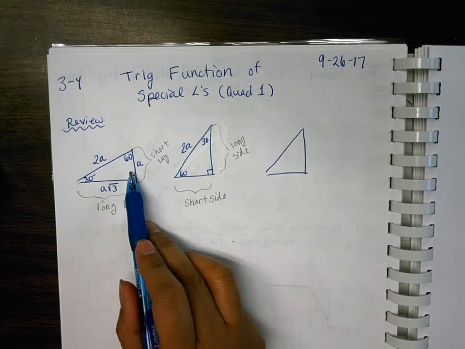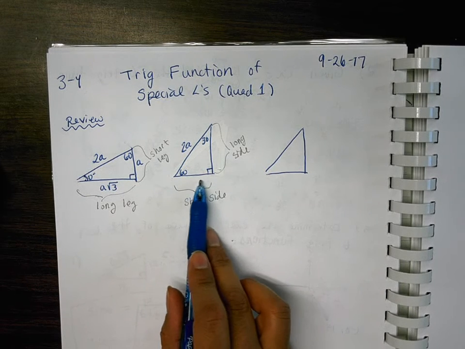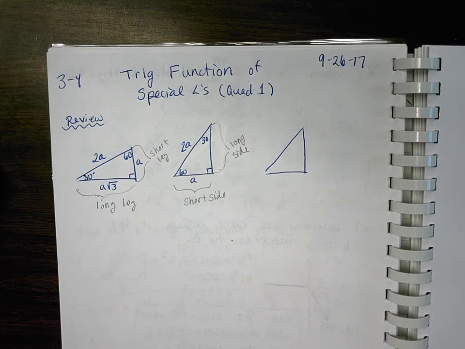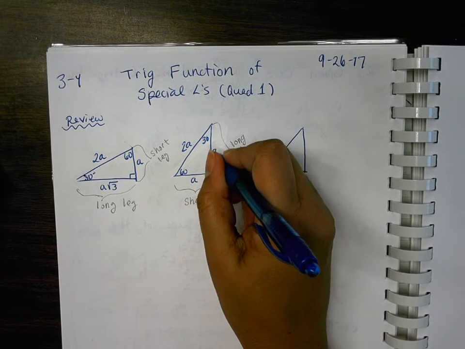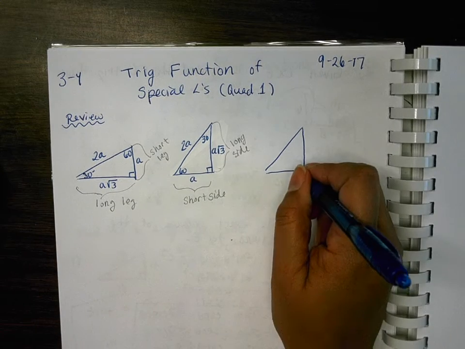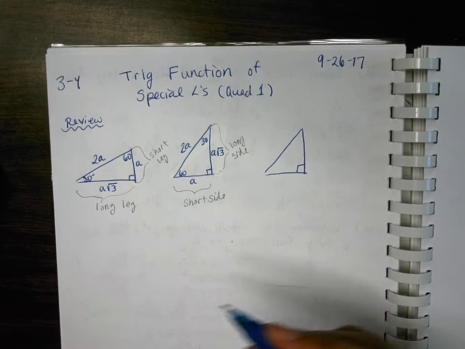So here the short side was A, so this short side will also be what? A. And the long side will turn out to be what? A root 3. All right, questions so far? And what's this last one going to be?